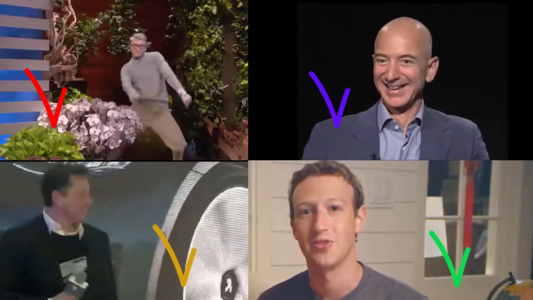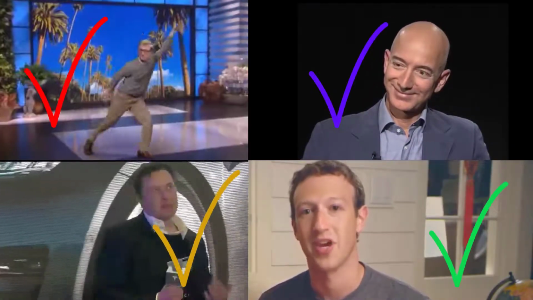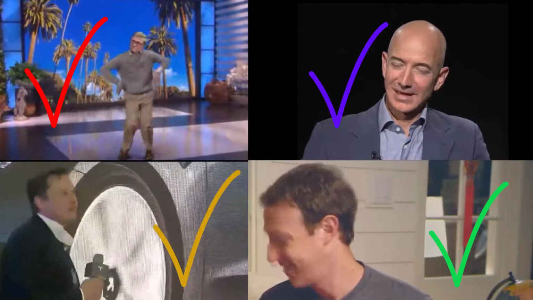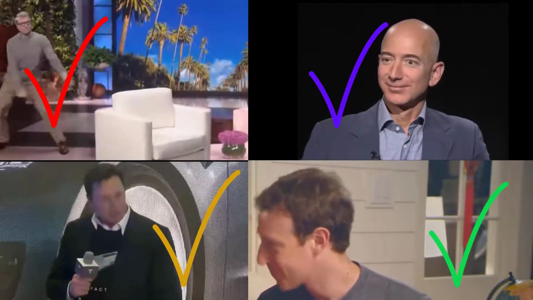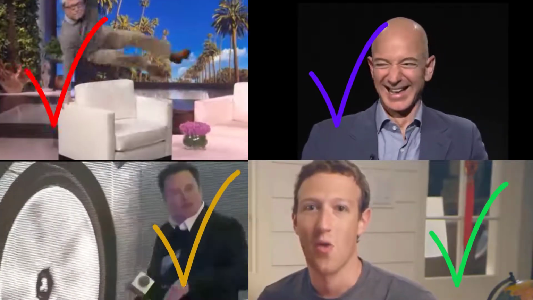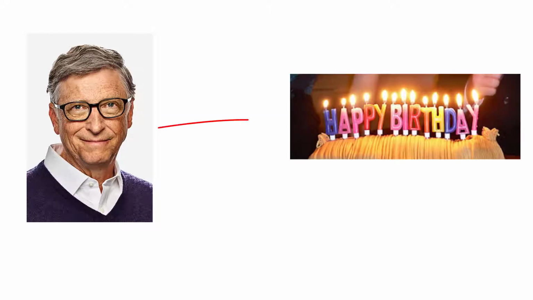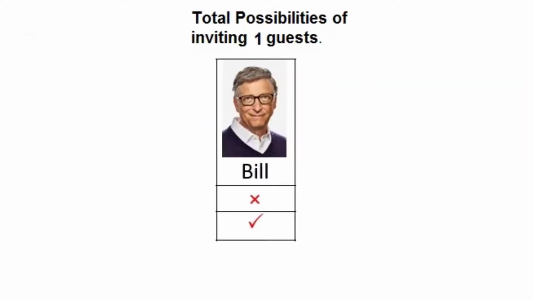Dear Mr. Bill, dear Mr. Jeff, dear Mr. Mark and dear Mr. Elon, I invite you to a party. But before that, I will consider the possibilities of this party. Suppose I just invite Bill. In this case, there are 2 possibilities. Either Bill comes to the party or he doesn't.